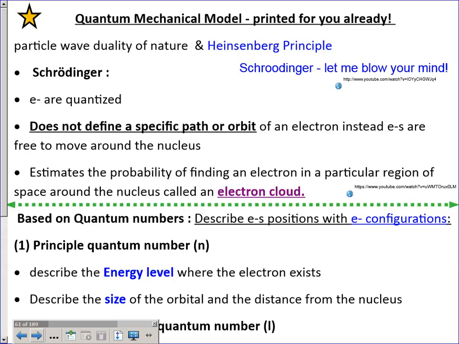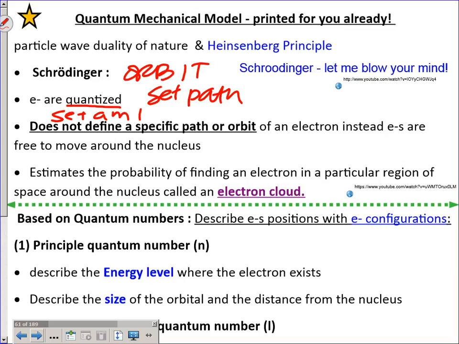The way Bohr described the location where electrons can exist, he called them orbits. An orbit had a set pathway. The set path was exactly what you see on the little blue sheet with the Bohr model, those concentric rings. Well, Schrodinger and his friends said, okay, yeah, you're right, electrons have energy. They have a set amount of energy, which is what this word quantized means.